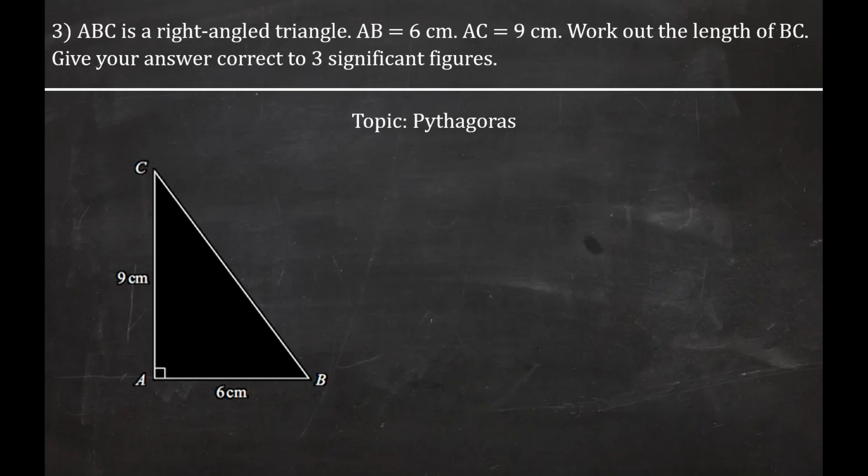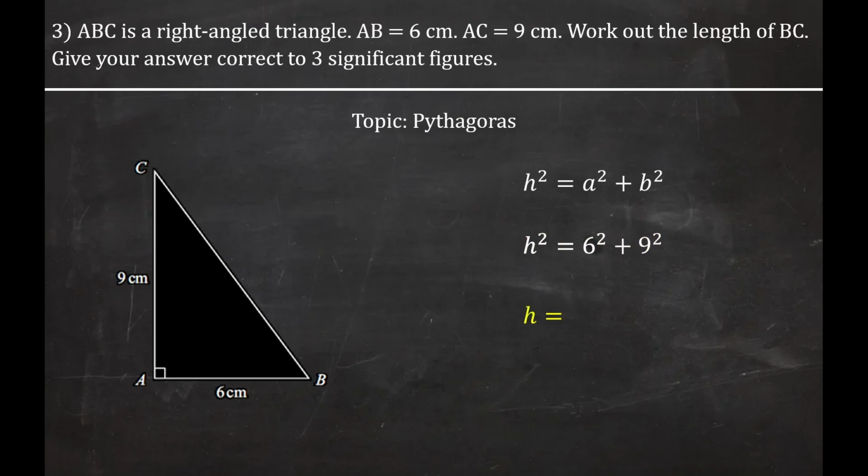Question 3, classic Pythagoras question. So the topic is Pythagoras. First thing we're going to do, we're going to write down the formula. So hypotenuse squared is equal to the shorter sides squared added together. Remember, don't read it as a, b, just remember what they actually are. So substitute and solve. Hypotenuse is what we're trying to find, so the hypotenuse squared is equal to 6 squared plus 9 squared. Again, the order of the shorter sides doesn't really matter.